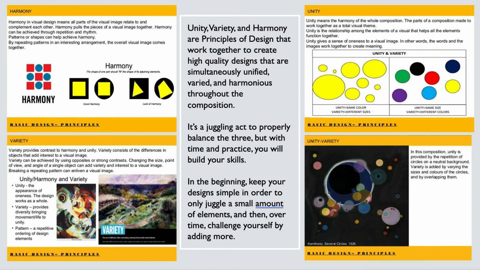So unity, variety, and harmony are principles of design that work together to create high quality designs that are at the same time unified, varied, and harmonious throughout the composition, throughout the format. It's a juggling act to properly balance the three, but with time and practice, you will build your skills. In the beginning, keep your design simple in order to only juggle a small number of elements, and then over time, challenge yourself by adding more. And these are some visuals you can look at more closely that will help have them all on one page together.